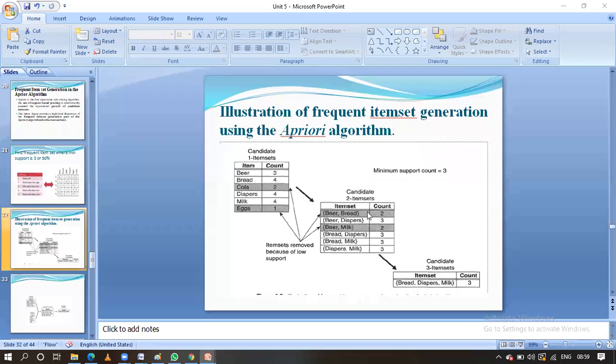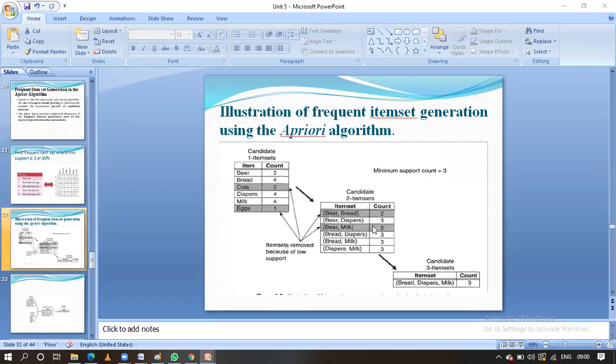From candidate 2 set to candidate 3 set, we have eliminated these items, that is beer and bread, and beer and milk. Why? Because it is less than the minimum support count. It is less than the minimum support, that is why it is eliminated. That is beer and bread, beer and milk, because it is less than the minimum support count.